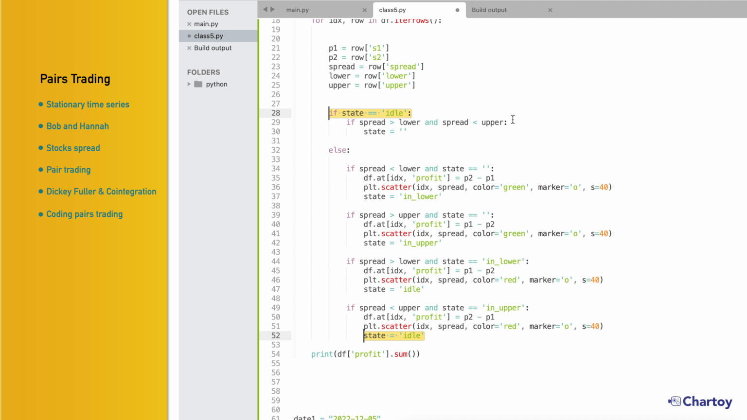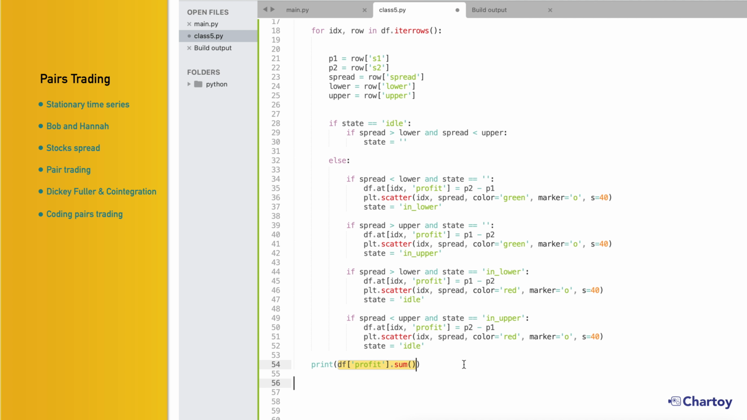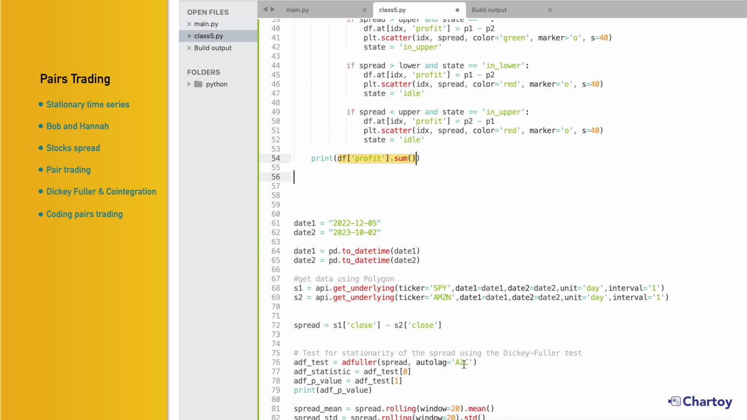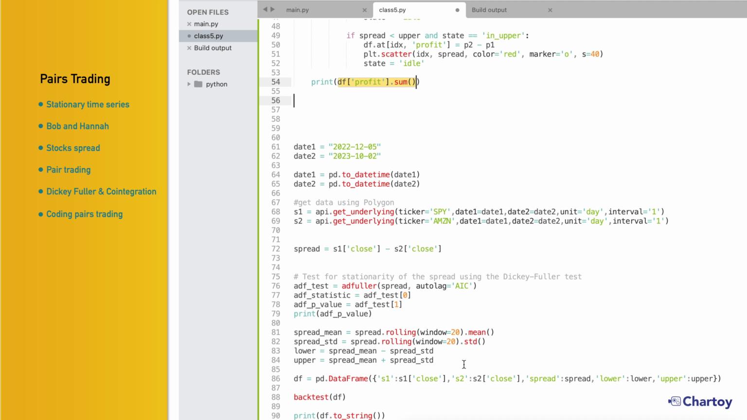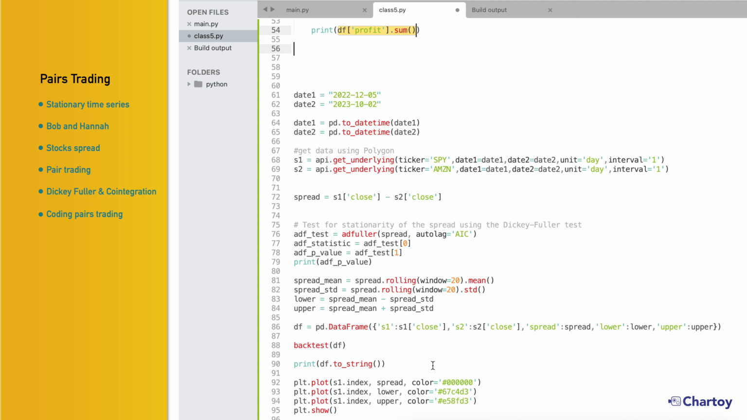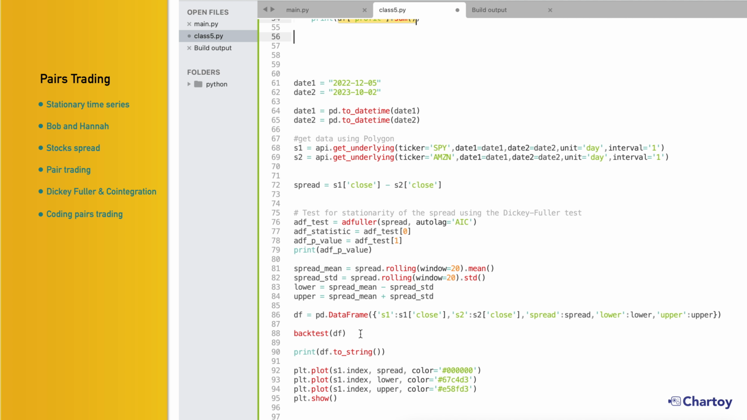And here we just sum the profit column because we want to find out what the total profit is from all the positions we took. Okay, so let's now run this backtest function. As you can see, we call it here. So let's run this function and see what we get.